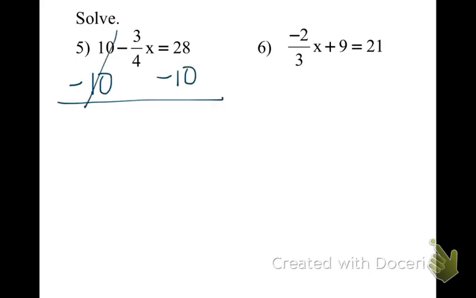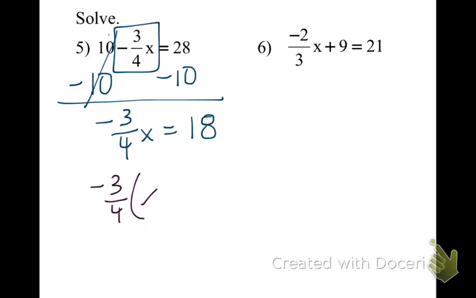10s cancel out. Now don't lose your negative. The negative is going to stay right there. I have a negative 3/4 x is equal to 18. Now, technically, this is negative 3/4 times x. How do we undo multiplication? Usually through division. But we have a fraction. So what are we going to be doing? Now remember, if we're ever multiplying by a fraction, how do we get rid of it? By multiplying it by its reciprocal.